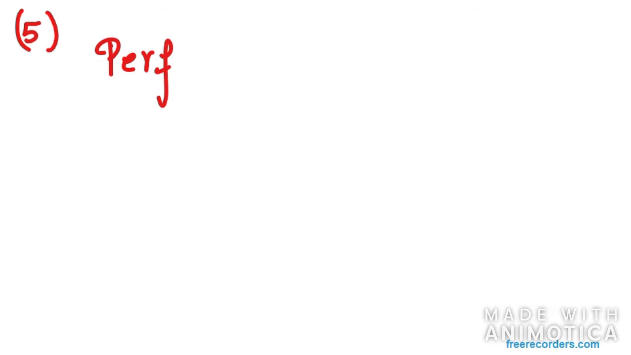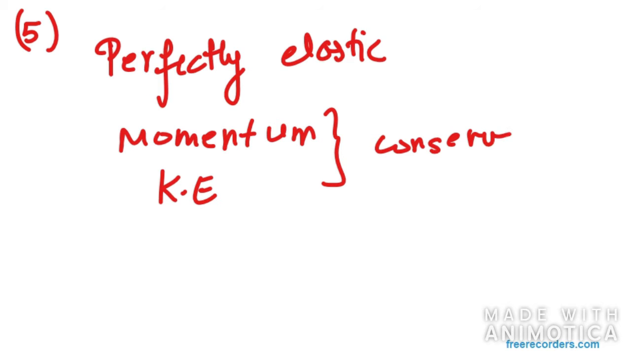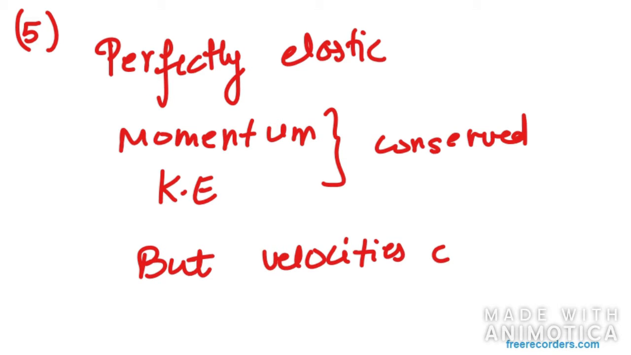Now, what do we mean by perfectly elastic? Perfectly elastic means that momentum and kinetic energy are conserved, but their velocities change. So what we learned from the fifth one is that whenever molecules collide with each other or with the vessel, they collide perfectly elastically. Perfectly elastic means the momentum and the kinetic energy remain conserved, but the velocities of the different molecules change. So this is what perfectly elastic means.